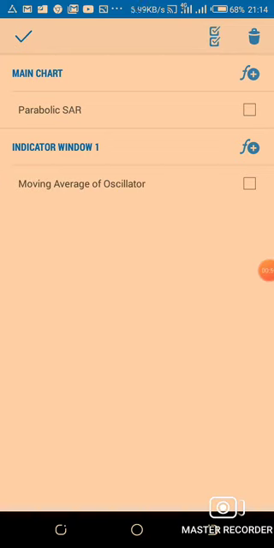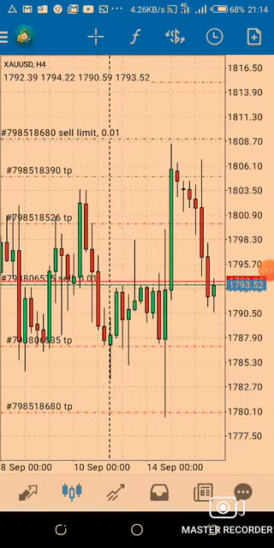That's in front of each of the boxes. I'm only having the candlestick.